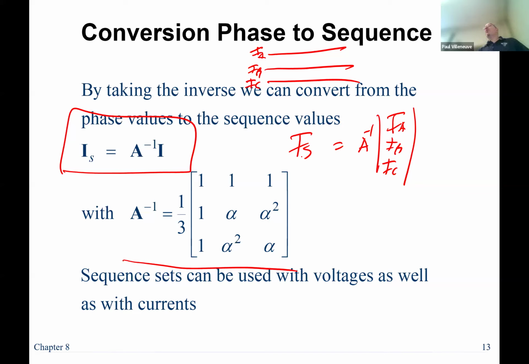This applies for voltages or currents. It's more commonly used in currents because, again, most of your protective devices are going to trip on current. You do have some, like distance elements, that use both voltages and currents, so you would use voltages there.